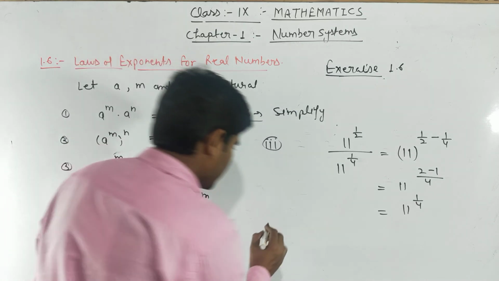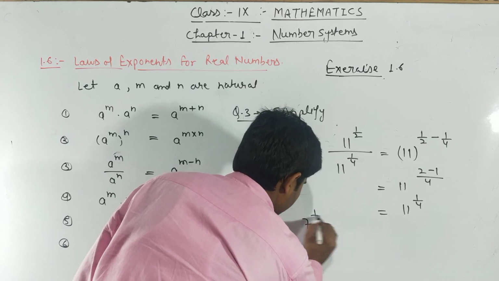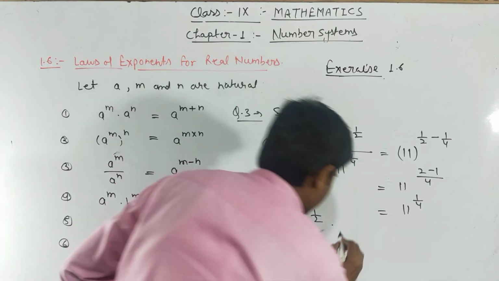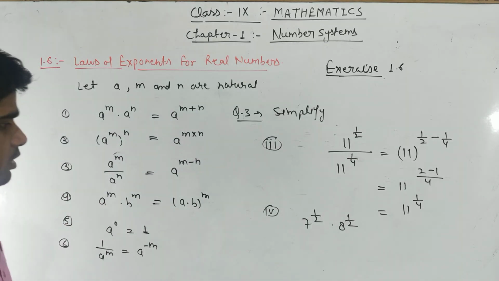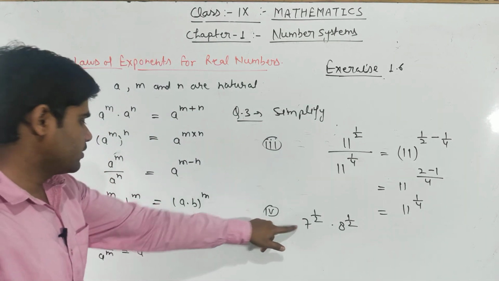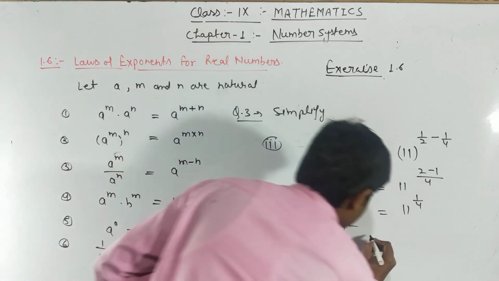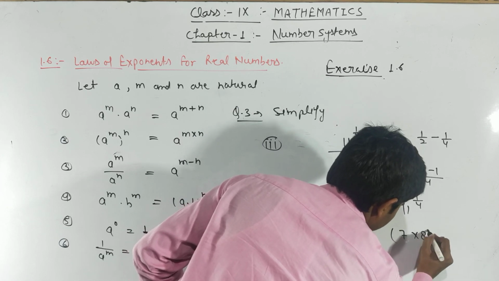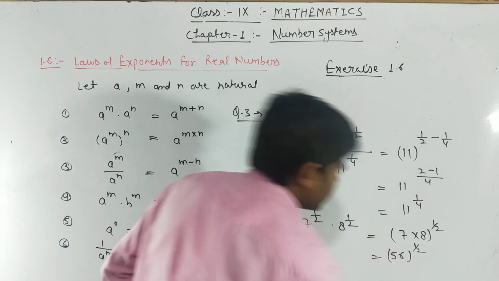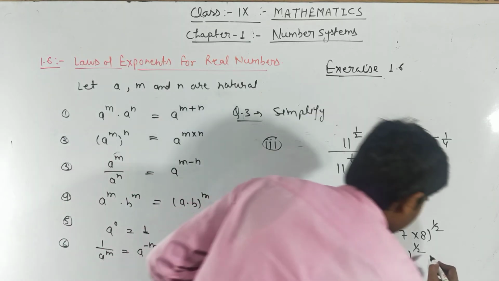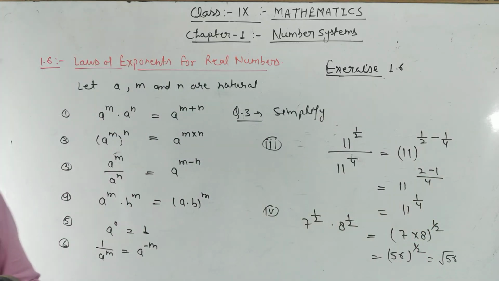Next, fourth part: 7 raised to the power 1 by 2 into 8 raised to the power 1 by 2. Identity for this one: a is equal to 7, b is equal to 8, and exponent m is equal to 1 by 2. So you can write directly 7 into 8 raised to the power 1 by 2, 56 raised to the power 1 by 2, or you can write in this form also, root 56. Both are right.